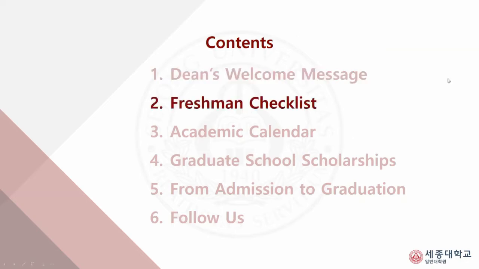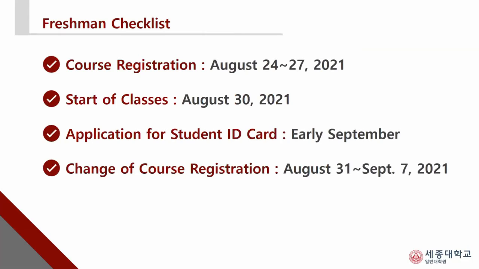Next, we will look at the freshman checklist. The course registration period will start from tomorrow, August 24th to 27th. The start of classes is August 30th. Students can apply for their student ID card in early September. If you wish to change your course registration, you can do so starting from August 31st to September 7th.